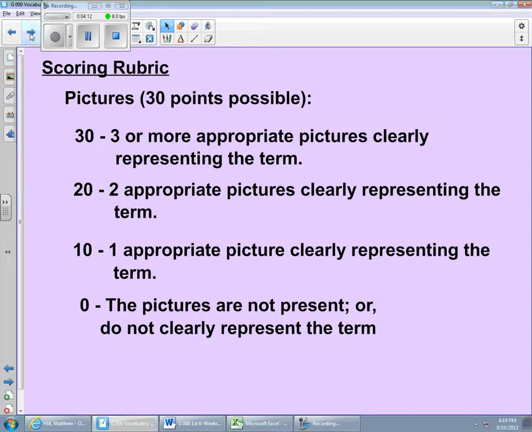Pictures, 30 points also available for the pictures. Full 30 points would be for 3 or more appropriate pictures, clearly representing the item. If you only get 2 pictures, well, 3 was the requirement, so you just lost 10 points, came down to 20 points. Only 1 picture would get you 10, and you'd get 0 points for the pictures being absent, or the pictures do not clearly represent the term that you are supposed to be representing.